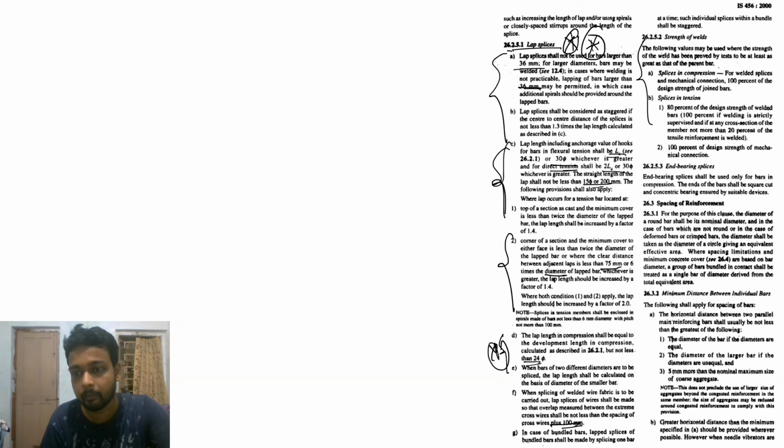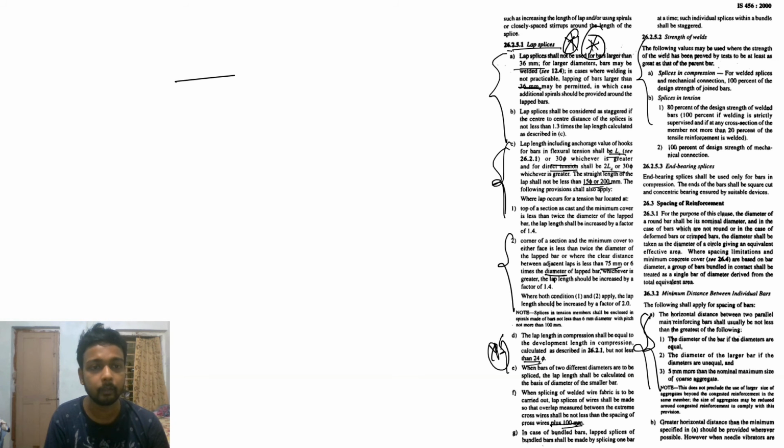Spacing of reinforcement. For the purpose of this clause, the diameter of a round bar shall be the nominal diameter, and in case of bars which are not round, the minimum distance between individual bars is your condition. If the bar diameters are equal, or the diameter of the larger bar if the diameters are unequal, or 5 mm more than the nominal maximum size of coarse aggregate, that should be the minimum distance between individual bars.